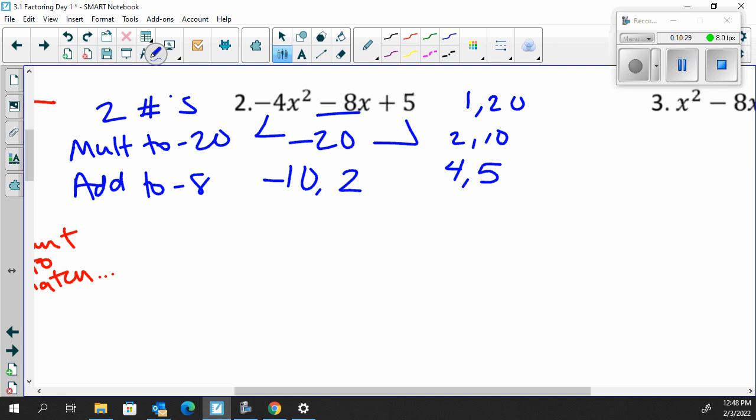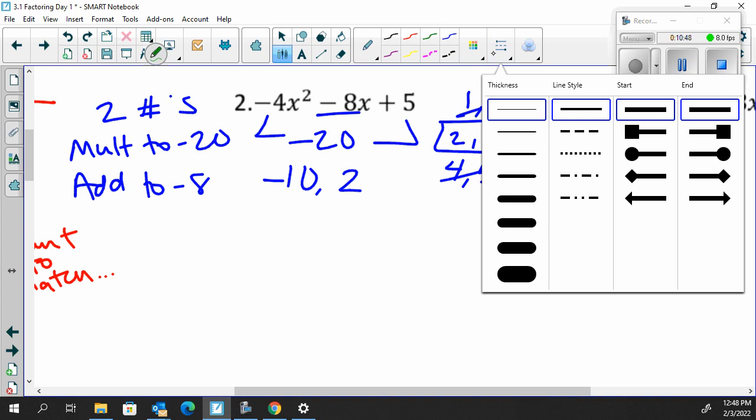Well, 1 and 20 are not going to make 8. 2 and 10, you could make one of them negative and it would work. 4 and 5 is never going to work. So it has to be 2 and 10 somehow. We make one of them negative and it works. Okay? Now I've got my two numbers.